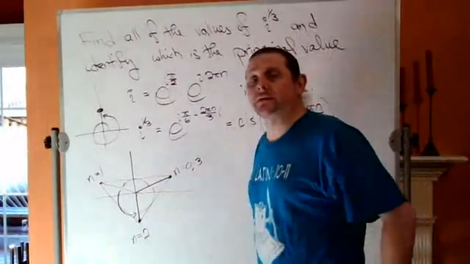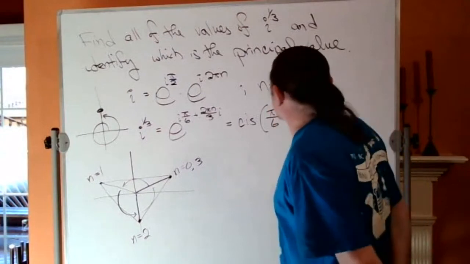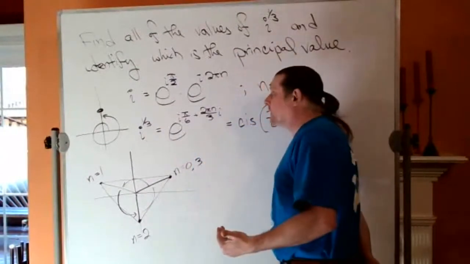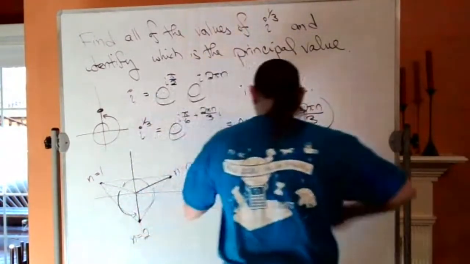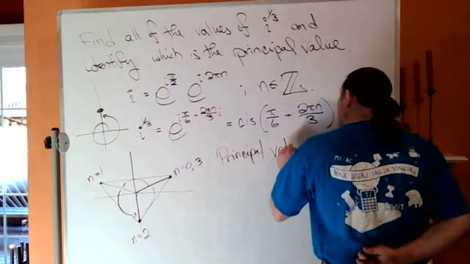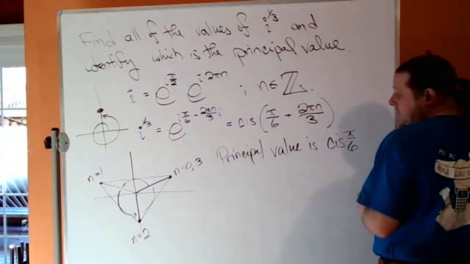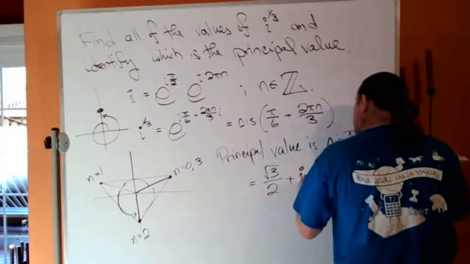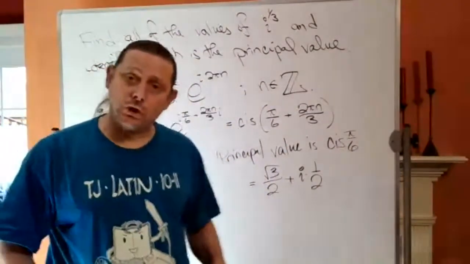So now which one of these gives us the principal choice? Well, the principal choice is going to be the one that uses an argument between negative pi and pi. And of course, that's this one with n equals 0. The principal value is cis pi over 6, which is root 3 over 2 plus i over 2.